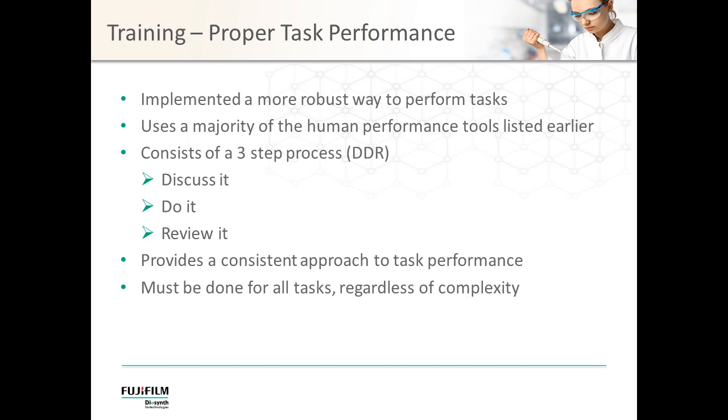So the focus of the presentation, proper task performance, is a 3-step process that utilizes the human performance tools discussed earlier. It is broken down to the 3 areas: discuss it, do it, and review it, all of which we will discuss in more detail. This method is essentially a task with a pre- and post-job brief.